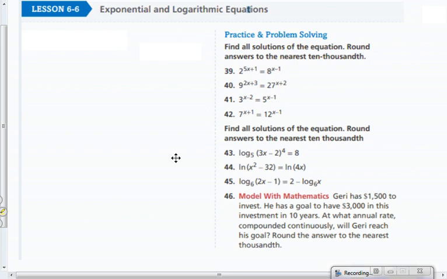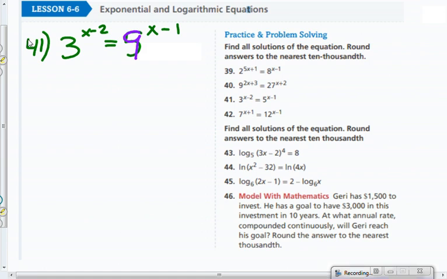Number 41 we're going to do over here on the left, and we have a base to a power x minus 2 equaling a base to a power x minus 1. Are those bases, 3 and 5, in the same power family? If the left was 3 to the x minus 2 and the right was 9 to the x minus 1, you might approach this problem a different way, right?